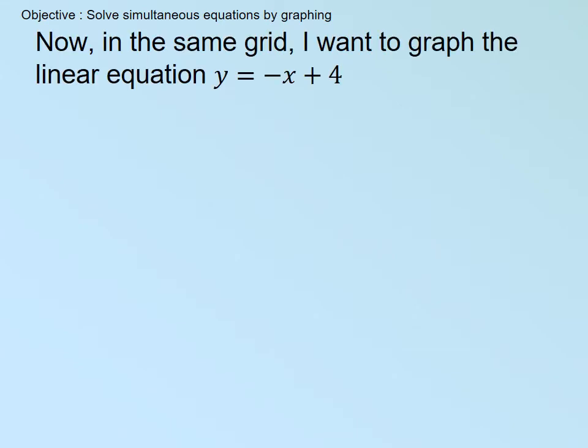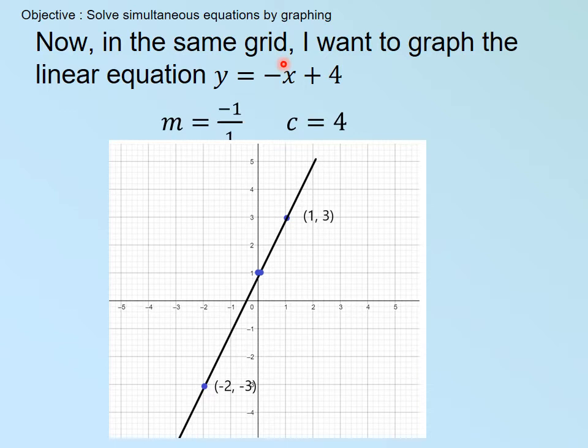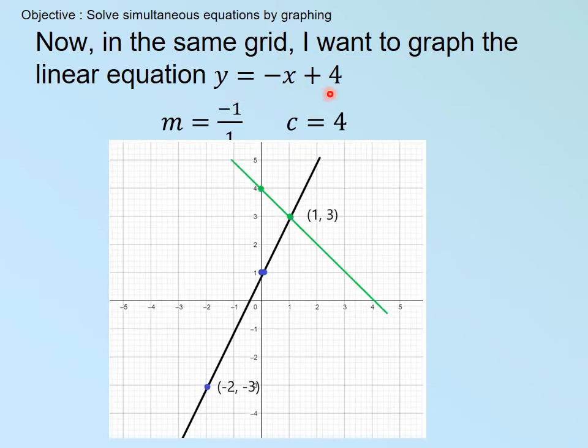Now, in the same grid, I want to graph another linear equation, y equals negative x plus 4. Slope is negative 1, which means negative 1 over 1. Y-intercept is 4. This is the line of the previous equation. Now for this equation, I have to start from y-intercept 4, negative 1 over 1, so go down 1 step. For the run, go to the right 1 step, join the 2 points, and you will get the line of the equation y equals negative x plus 4.